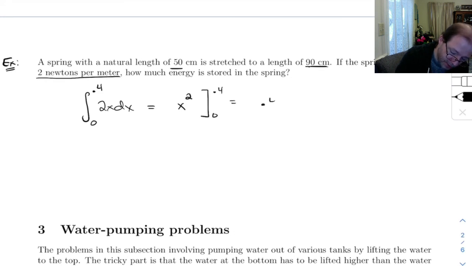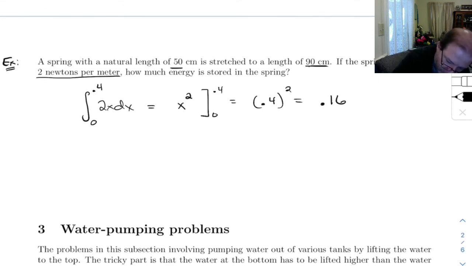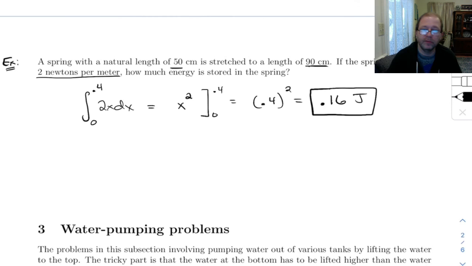So that's just 0.4 squared, which is 0.16. So 0.16 joules. So how much energy is stored in it? Not a whole lot, 0.16 joules. All right, that's it for the spring problems.